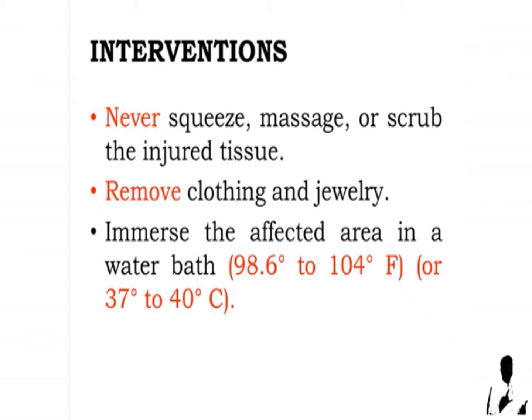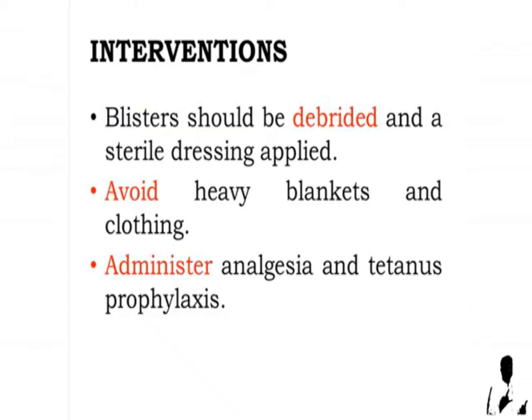Remove clothing and jewelry, because they may constrict the extremity and decrease circulation. Immerse the affected area in a water bath, 98.6 to 104 degrees Fahrenheit, or 37 to 40 degrees Celsius. The blister should be debrided and a sterile dressing applied. Avoid heavy blankets and clothing because friction and weight can lead to sloughing of damaged tissue. Administer analgesia and tetanus prophylaxis.